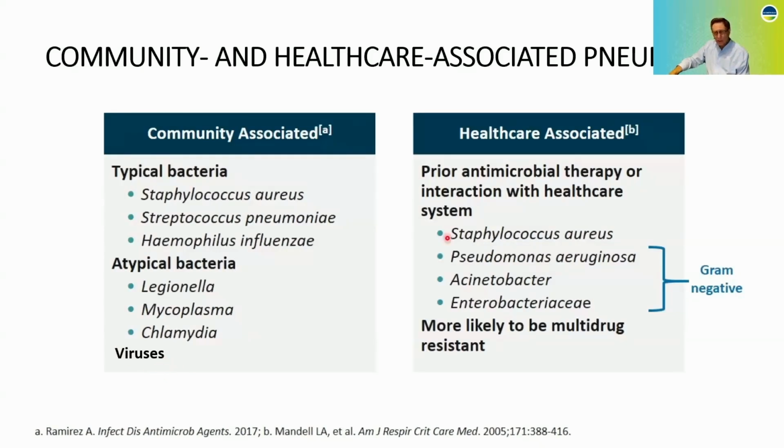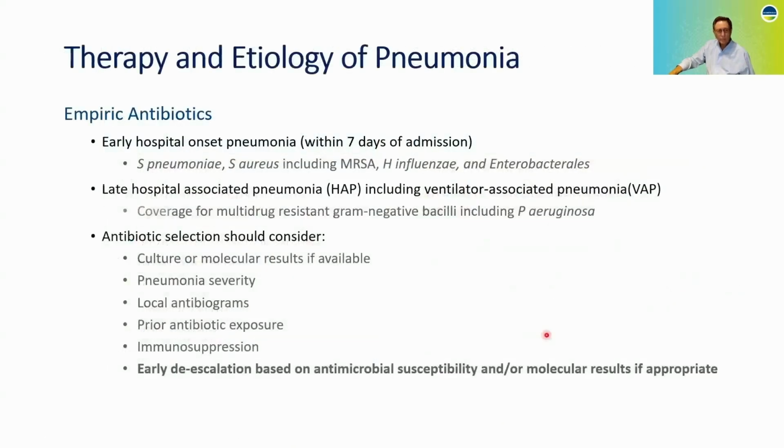On the healthcare side, we see different pathogens. Staph aureus still can be a problem, but we begin to see these nasty gram negatives. Many of them multi-drug resistant, such as Pseudomonas, Acinetobacter, Enterobacteriaceae, and in some places we see increasing Stenotrophomonas. And a lot of these tend to be multi-drug resistant, which is making our lives much more complicated.